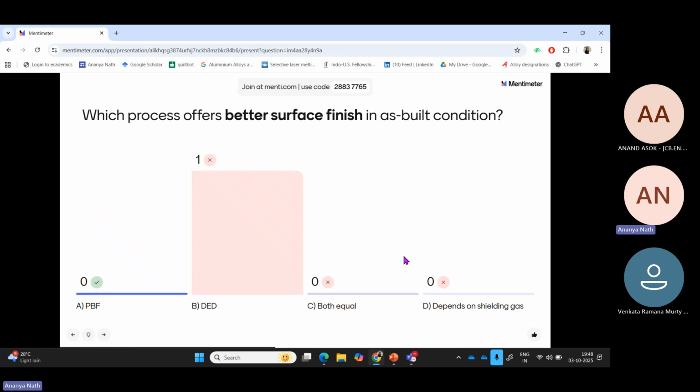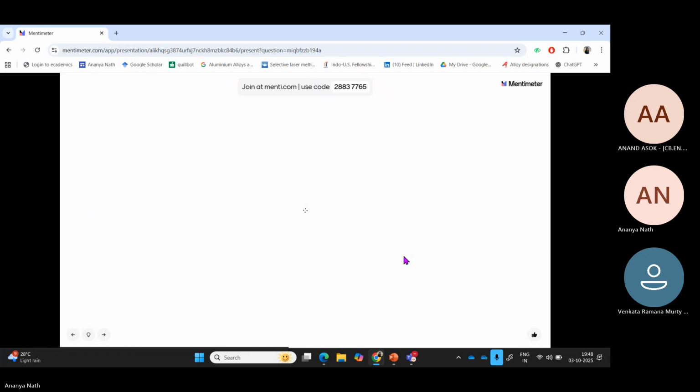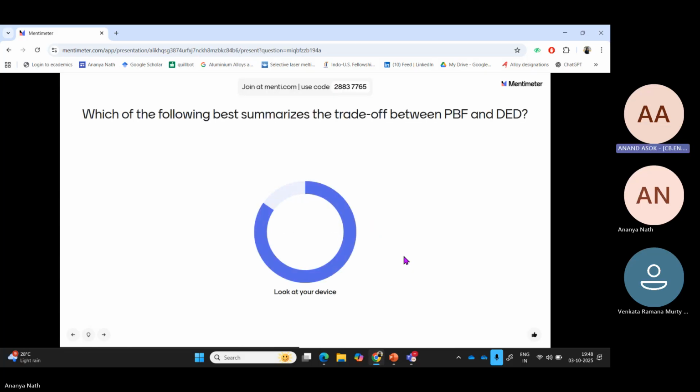So the surface resolution is in millimeters, which means a complete milling or coarse grinding process is needed. For PBF, it's not that hard to finish the surface, but in DED you have to cut the top surfaces away. Next question. Machining done on that DED part will be considered in this case. Yes.